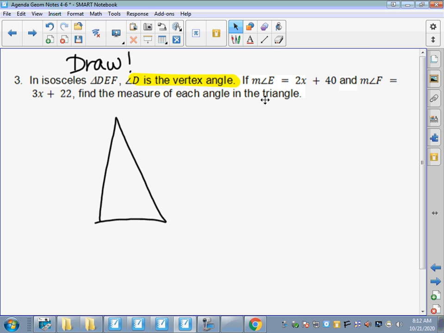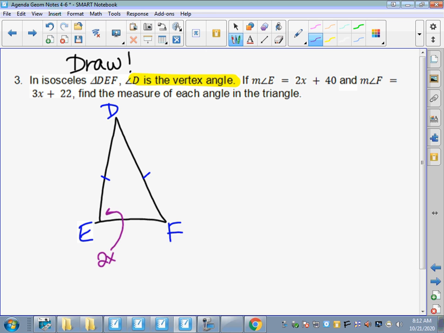If D is the vertex angle, remember the vertex angle is the one that's not congruent to the other two. It's the one where the two congruent sides come together. So I'm saying those guys are congruent. So D has to be at that intersection. So then E and F, it doesn't matter which side they go on, as long as they go somewhere on those base angles. It says the measure of angle E is 2x plus 40. The measure of angle F is 3x plus 22.